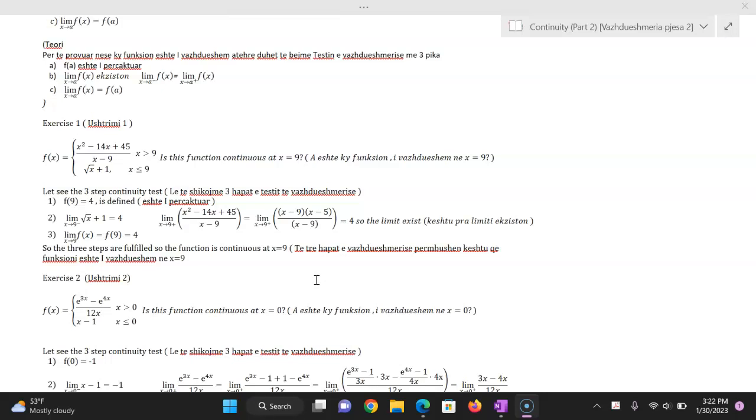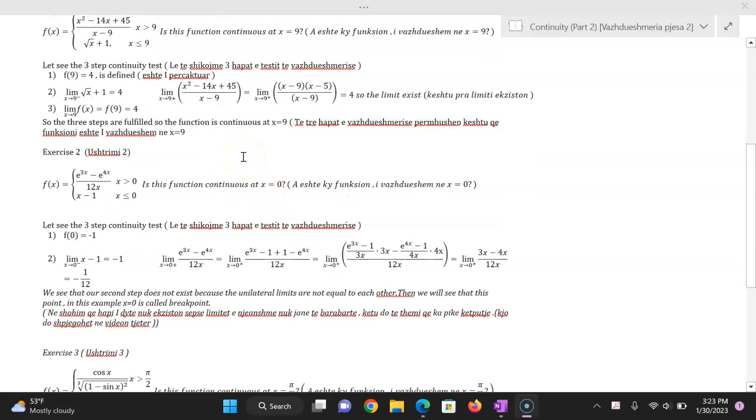So the limit does exist because the two one-sided limits are equal to each other. And the third step is that the limit when x approaches 9 of f of x must be equal to f of 9. So that is correct, and that is equal to 4. So the 3 steps are fulfilled, so the function is continuous at x equals 9.